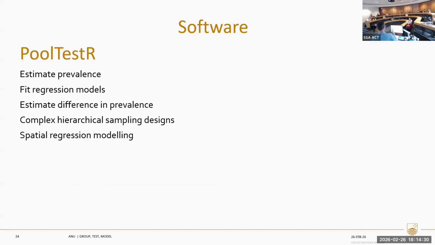Then using that regression framework, obviously you can compare the prevalence of the different samples, and you can do hierarchical sampling designs, like we have with our real surveys. Remember, they're cluster surveys, so we need to account for clustering, which is often quite severe. And recently I've been working to extend it so we can do spatial regression modeling. We can use it to do mapping of prevalence at a higher resolution.